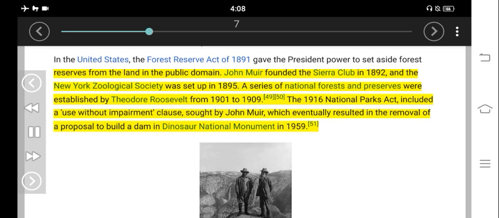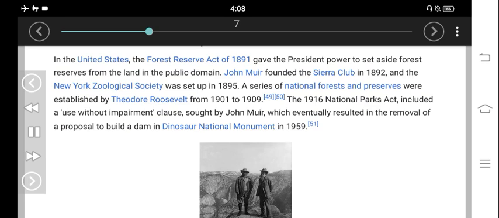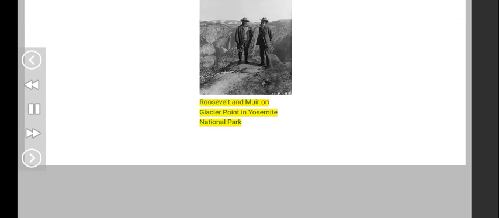The 1916 National Parks Act included a use without impairment clause, sought by John Muir, which eventually resulted in the removal of a proposal to build a dam in Dinosaur National Monument in 1959. Roosevelt and Muir on Glacier Point in Yosemite National Park.